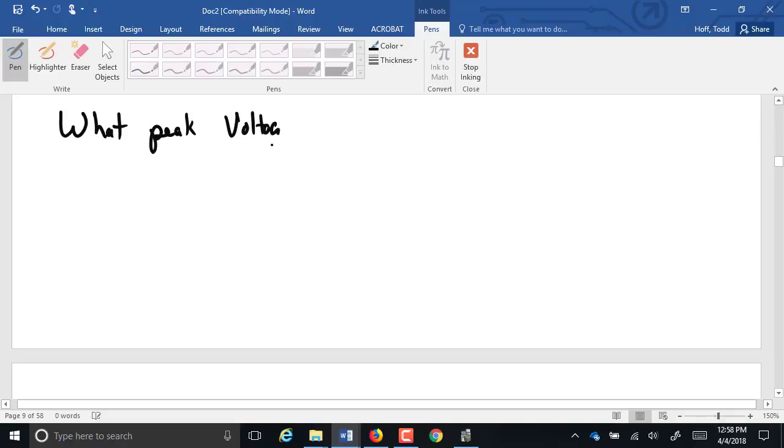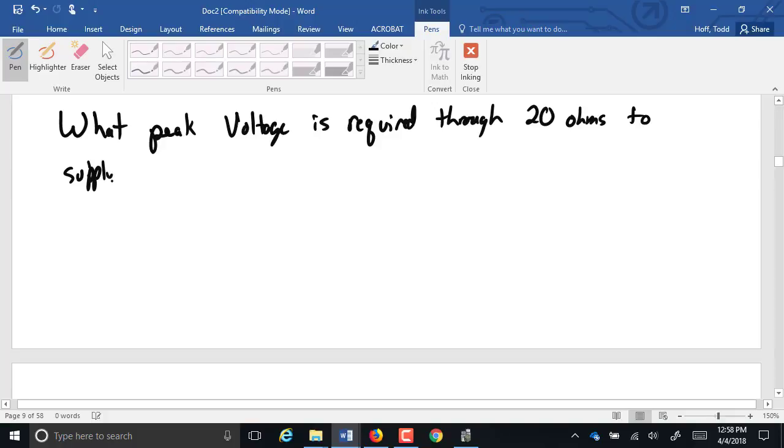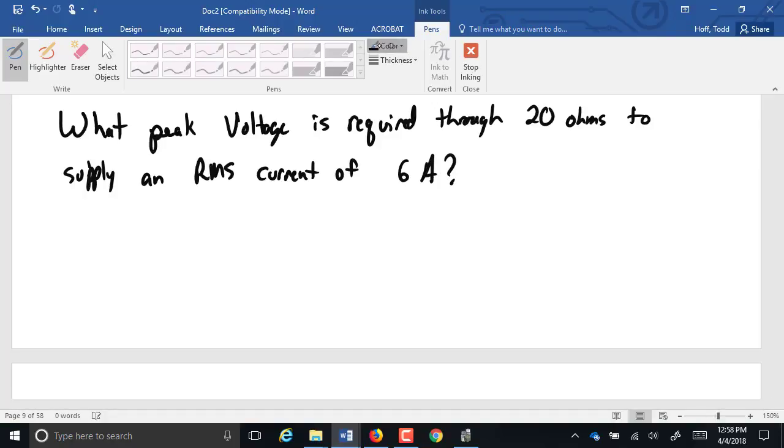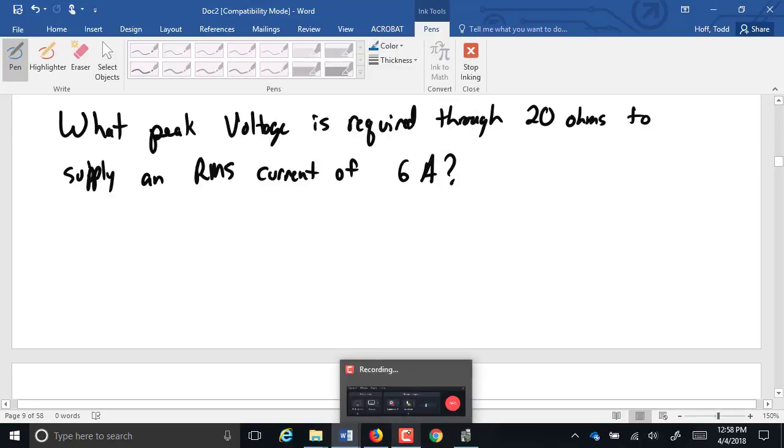What peak voltage is required through 20 ohms to supply an RMS current of 6 amps? I'm going to try that one in your notes. Give me a second.